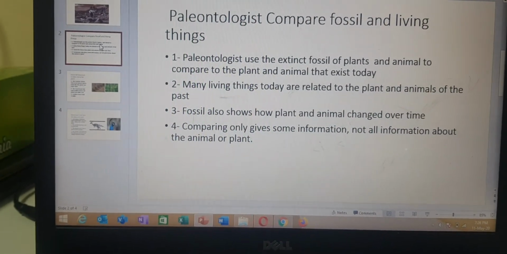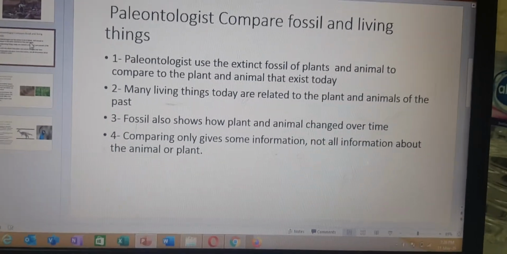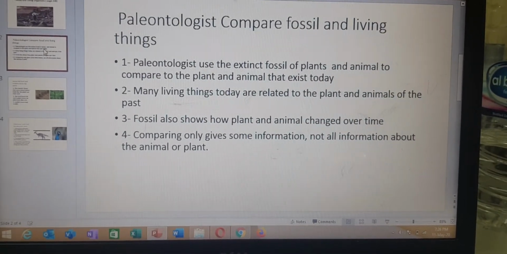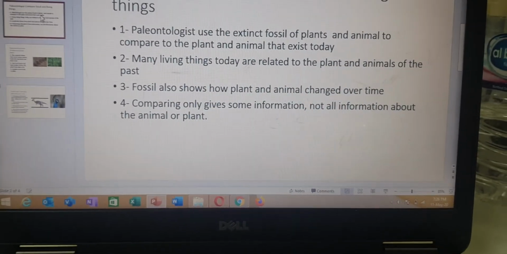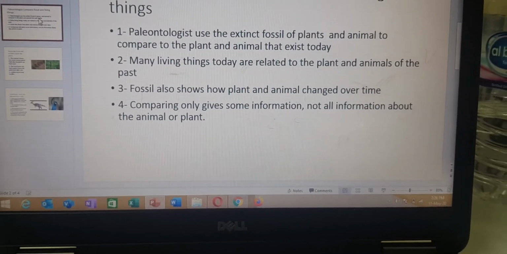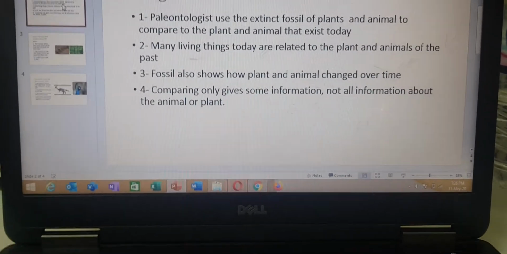Why do they have to compare them? They want to compare because they want to get some information about these extinct fossils. You know, the extinct fossils, they are gone. You can only deal with their skulls, with their bones, and other things, but you don't know the actual facts about them, the actual information about them.